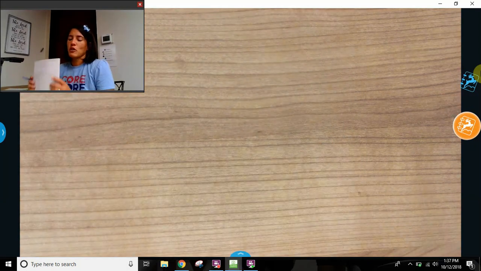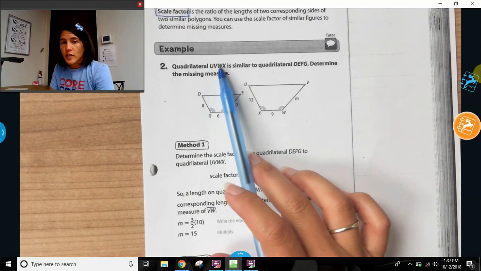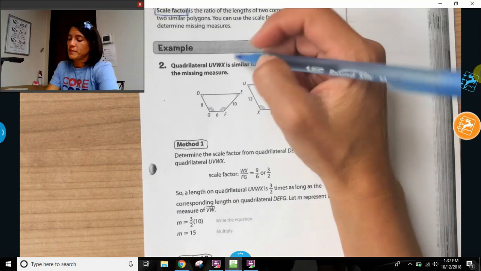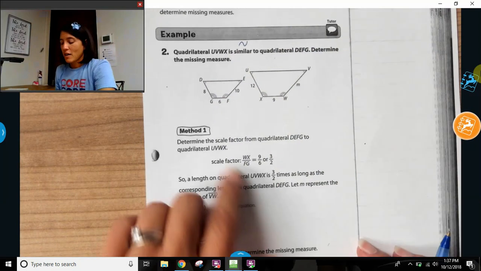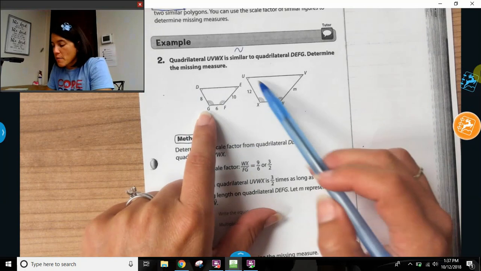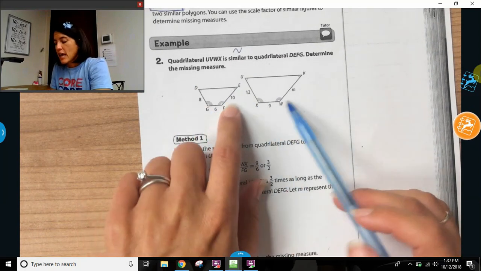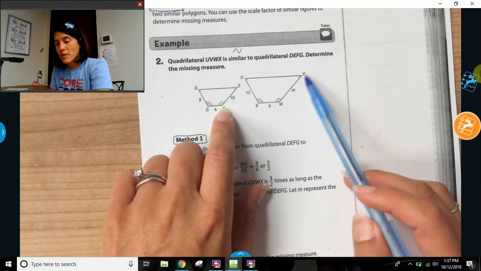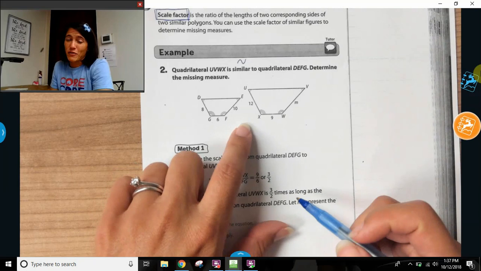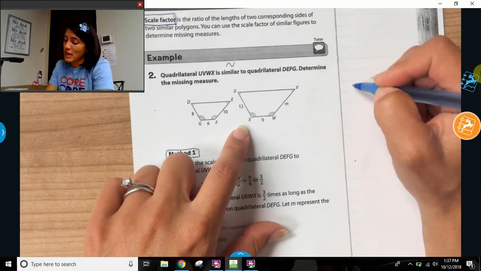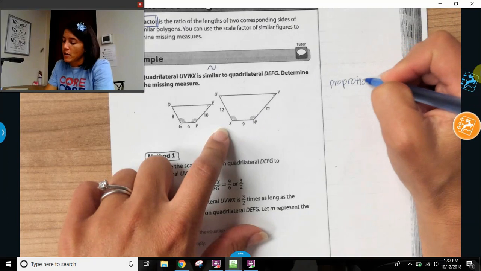All right, so now we're going to determine a missing side. Quadrilateral UVWX is similar to DEFG. Determine the missing measure. So we have measures here, 8 to 12, 6 to 9, and then we have 10 to the missing measure. So the best thing, in my opinion, there's a couple of ways, but the best thing to do would be to set up a proportion, because you know proportion.